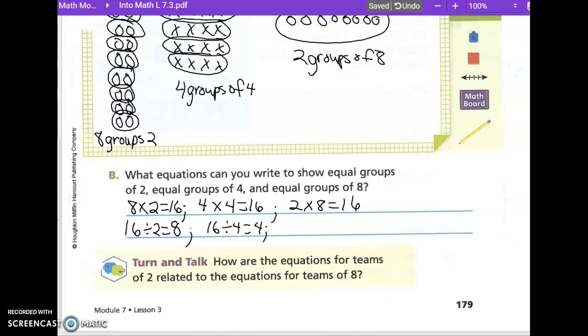Okay, and what's this one going to start with? The two groups of 8. 16 divided by 8. Okay.